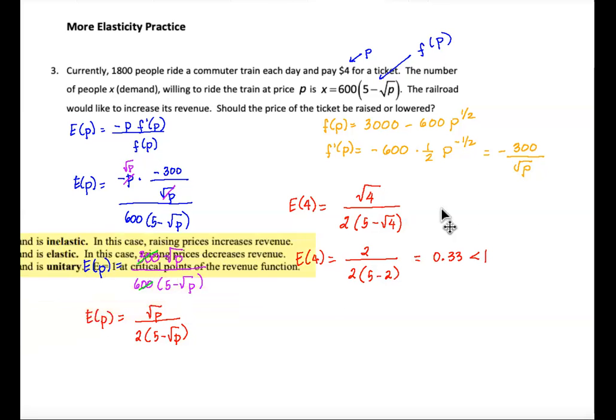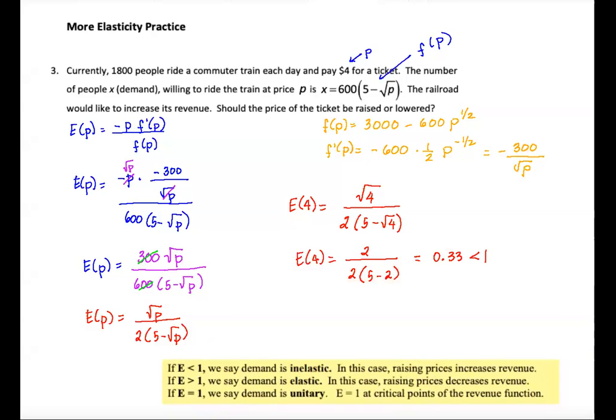And what does less than 1 mean? If the elasticity is less than 1, it means that the product, in this case, is inelastic. So when you increase the price, the revenue would increase. An increase in price means an increase in revenue. So if the railroad wants to increase the revenue, then they should increase the price.